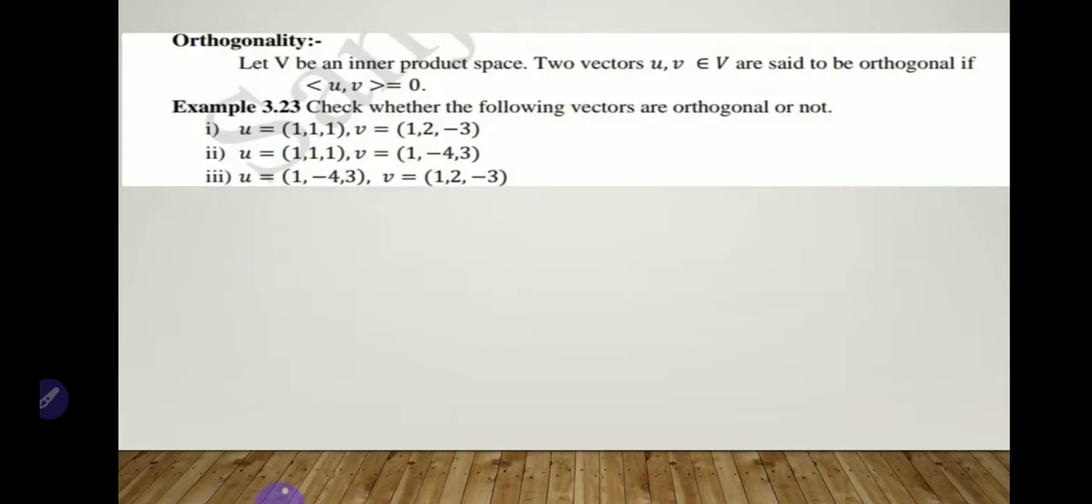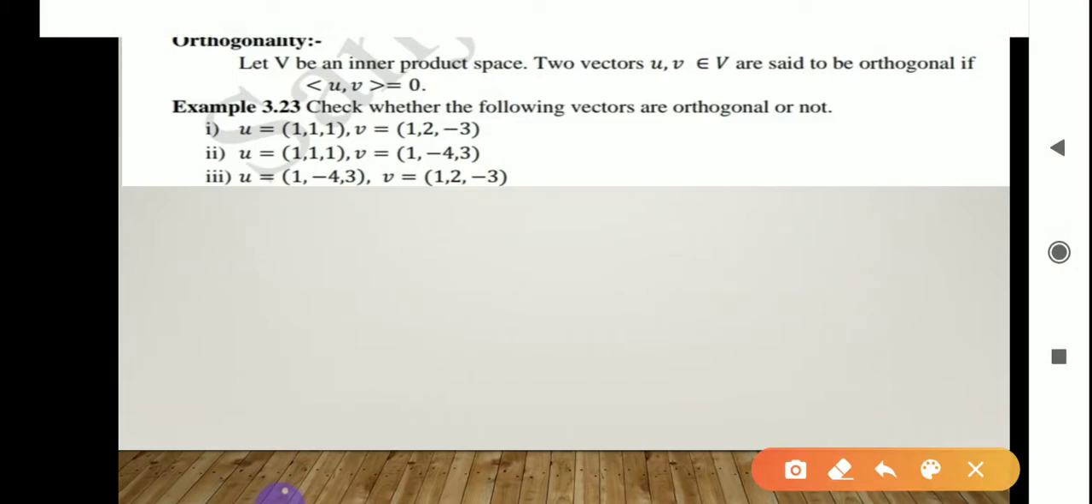So what do we mean by orthogonality? Let V be an inner product space. Two vectors u, v belonging to V are said to be orthogonal if the inner product of u, v equals 0. So if we get the inner product of u, v equal to 0, then we can say that u and v are orthogonal.